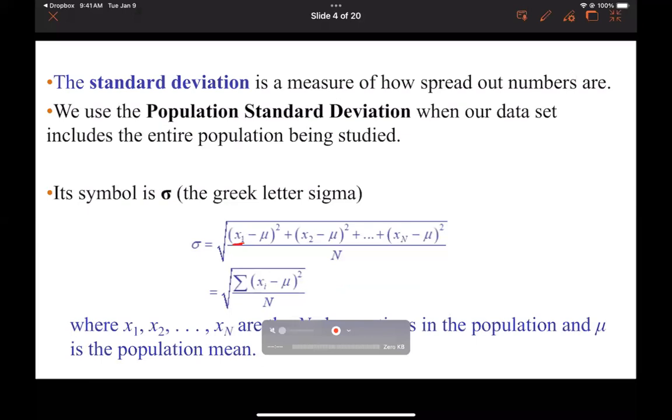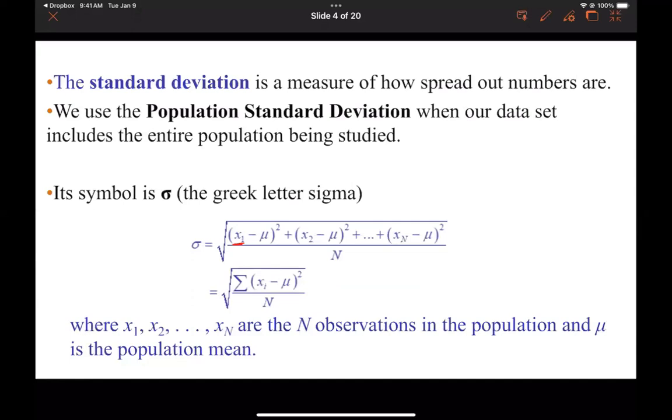Okay, so after you take each data value, subtract the mean and square it, you add all of those together, and then you're going to divide by how many values you have. And then take the square root of that result. We're going to do it by hand, and it's going to make more sense to you. So let's actually do one.